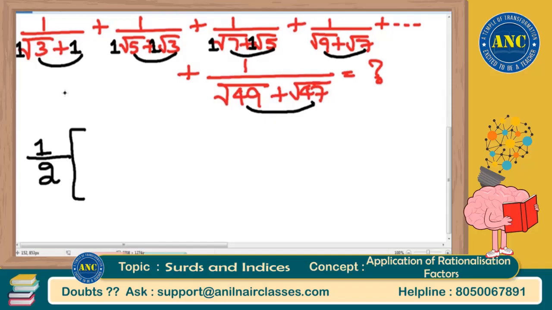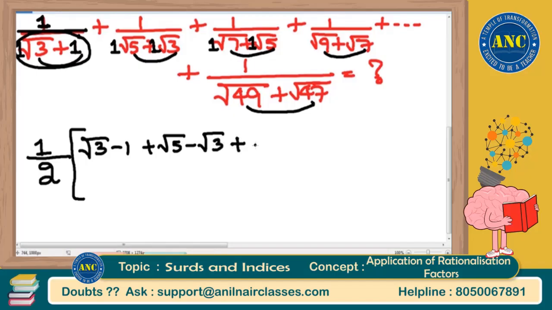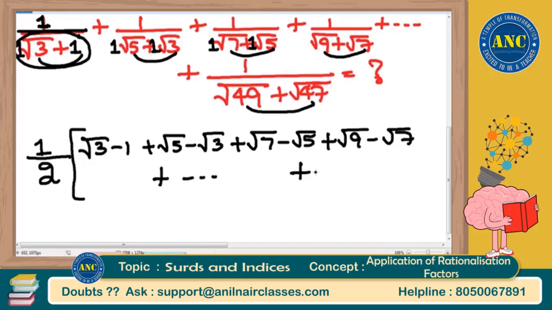Now the denominator is already written. In the numerator, if it is root 3 plus 1, the numerator will be root 3 minus 1 multiplied with whatever is there in the numerator. Already 1 is there in the numerator, and 1 into anything is that same thing. So the numerator in the first case is root 3 minus 1. In the second case it is root 5 minus root 3. In the third case root 7 minus root 5. In the fourth case root 9 minus root 7. Similarly, in the last case it is root 49 minus root 47.